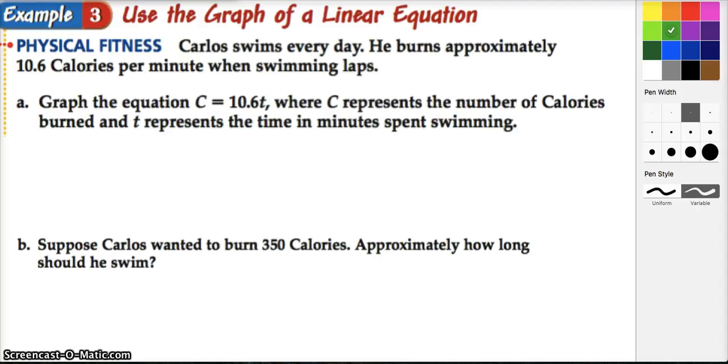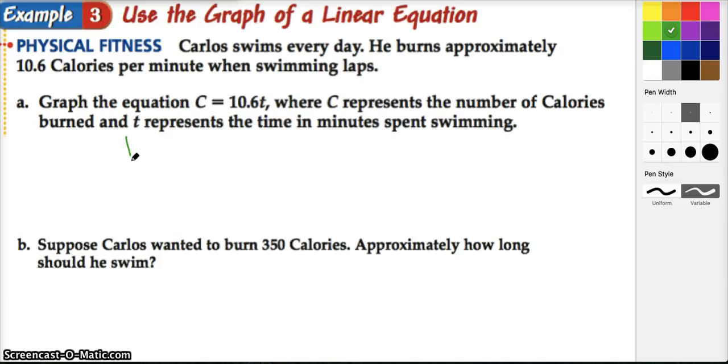Carlos swims every day. He burns about 10.6 calories per minute when swimming laps. So the first thing we're asked to do is to graph the equation C is equal to 10.6 times T, where C represents the number of calories burned and T represents the time in minutes spent swimming.